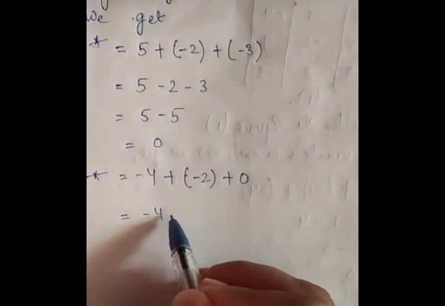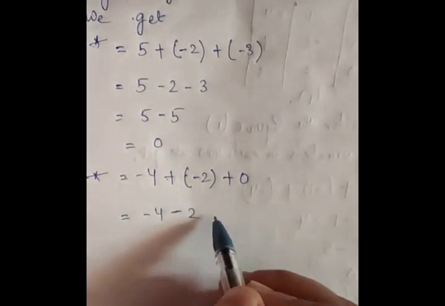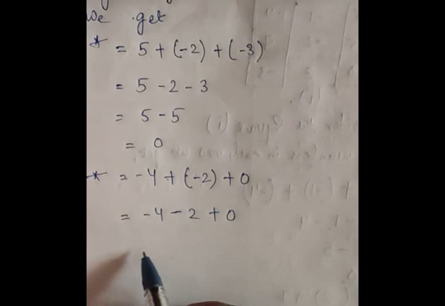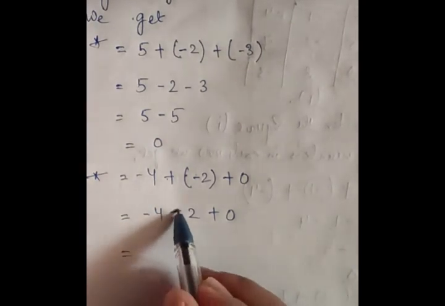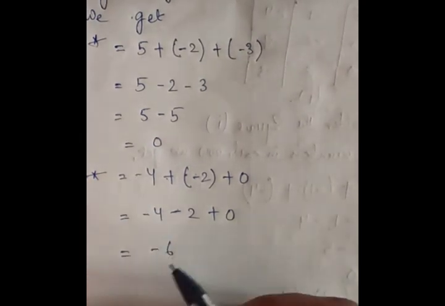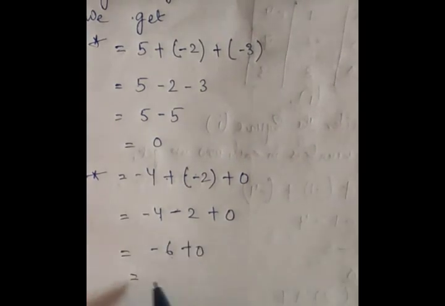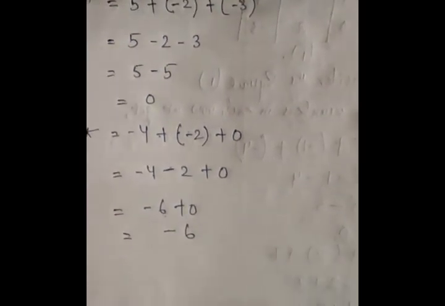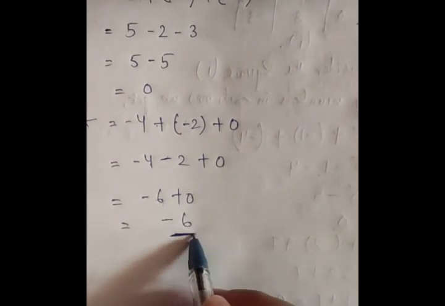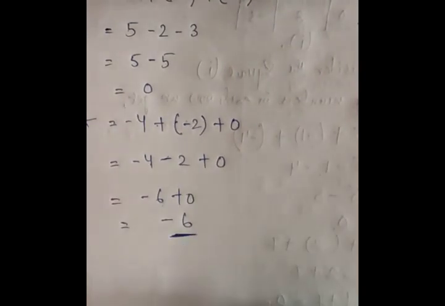This was our number. So minus 4 plus minus is minus 2, plus 0, is equal to minus 6 you will get, because the greater number is 4. So it is equal to minus 6. So here is the difference. Just see, we didn't get 0 here.